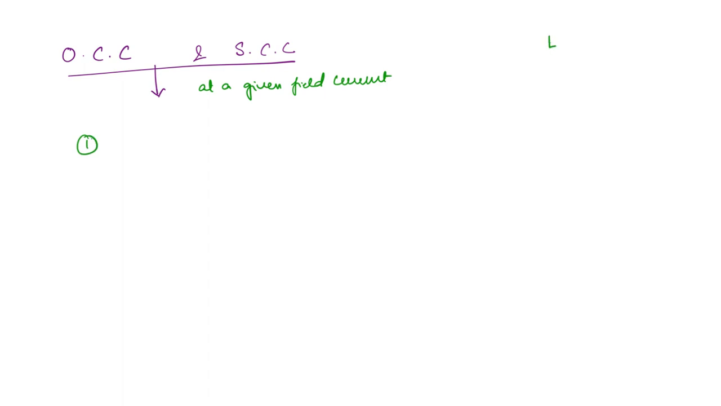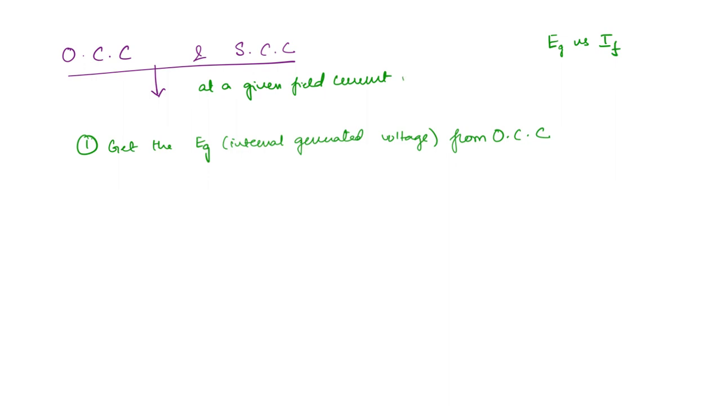So now we have the OCC, that is the open circuit characteristic, as well as the short circuit characteristic. From here, how do we get the synchronous parameters at a given field current? Okay. So the very first step is, from the OCC, what is OCC? It is the generated voltage as a function of the field current. So the very first step is to get the internal generated voltage, EG, from the OCC, open circuit characteristic, at that particular field current. Okay. Next step is, from the short circuit characteristic, we get the short circuit current.